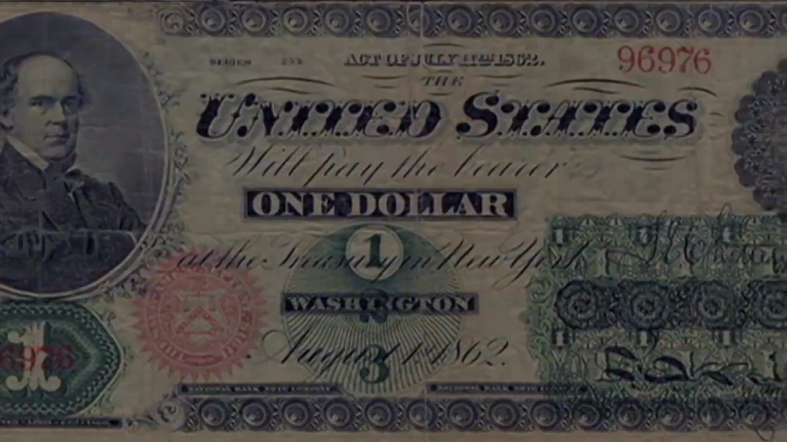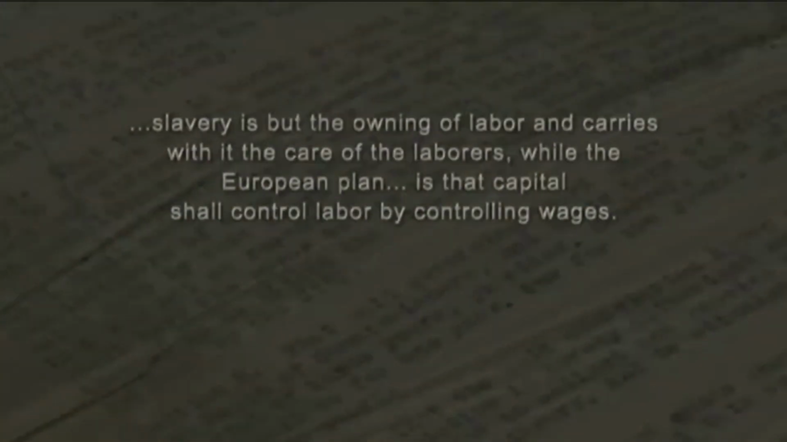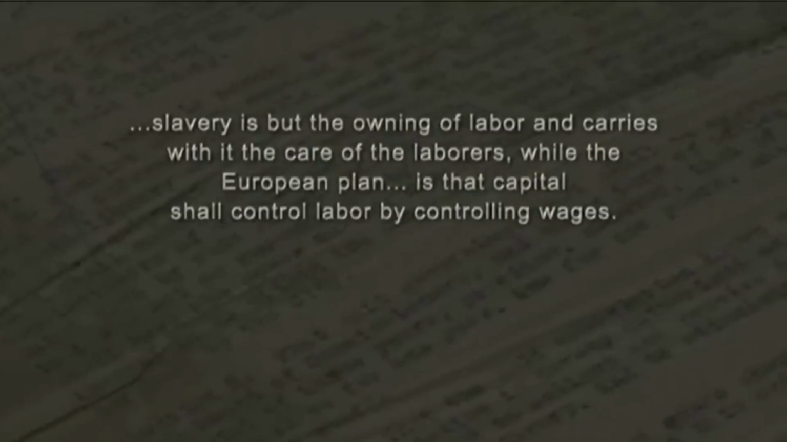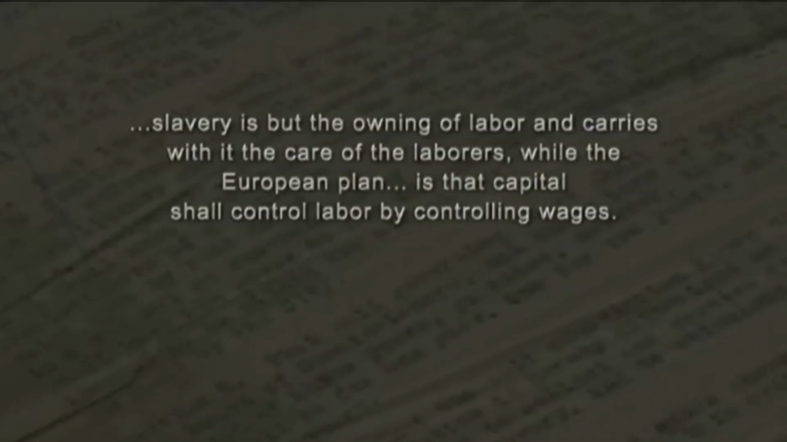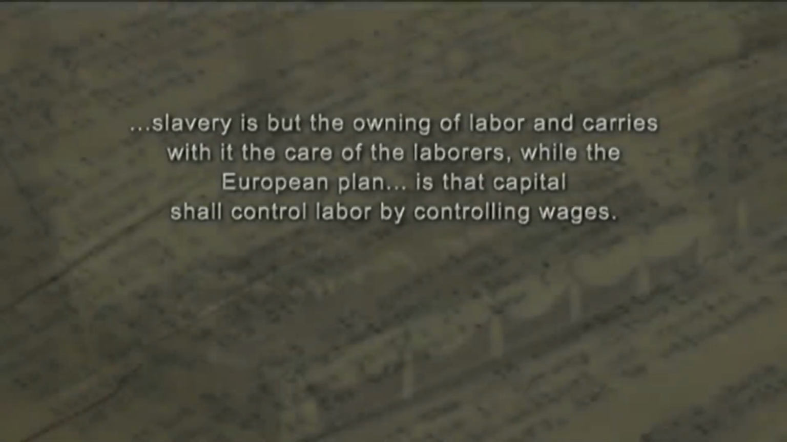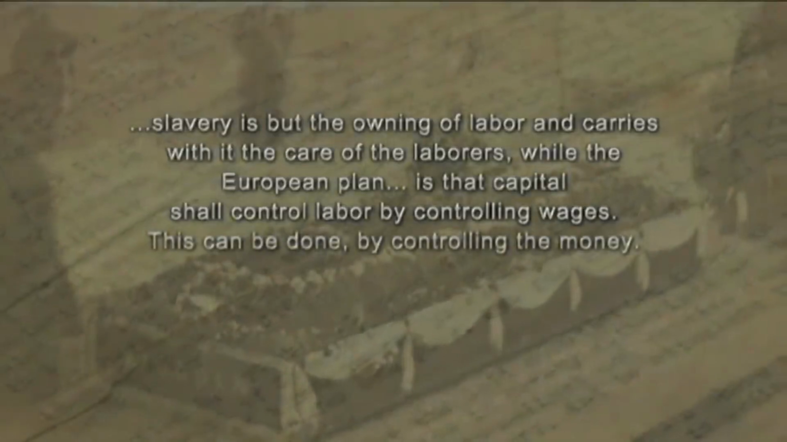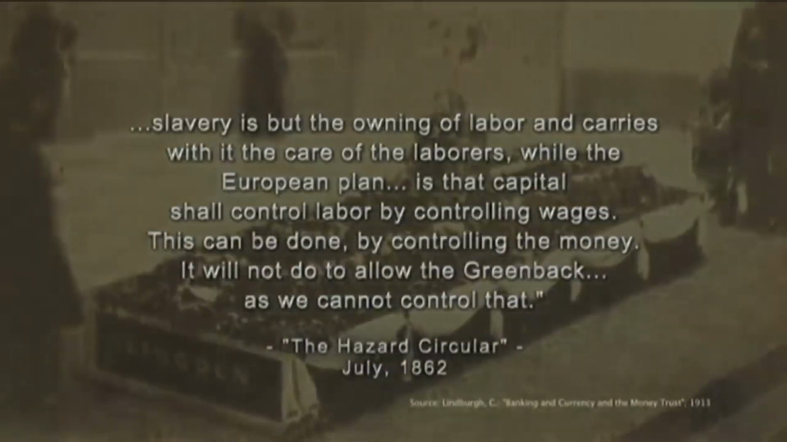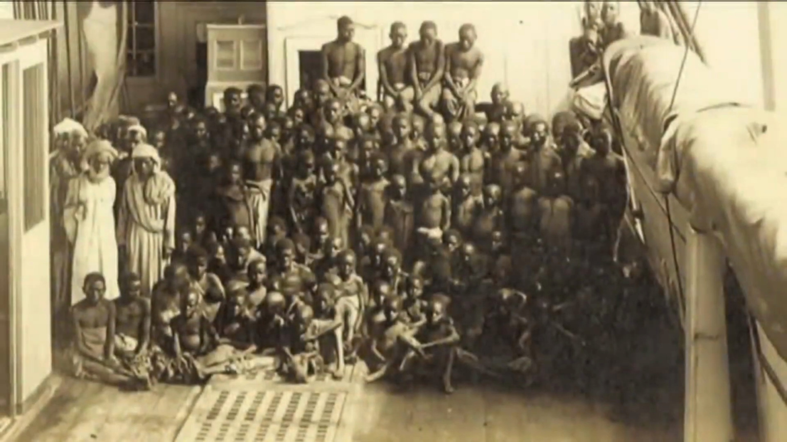Shortly after this measure was taken, an internal document circulated between private British and American banking interests stated, "Slavery is but the owning of labor and carries with it the care of laborers, while the European plan is that capital shall control labor by controlling wages. This can be done by controlling the money. It will not do to allow the greenback, as we cannot control that." The fractional reserve policy perpetrated by the Federal Reserve, which has spread in practice to the great majority of banks in the world, is, in fact, a system of modern slavery.